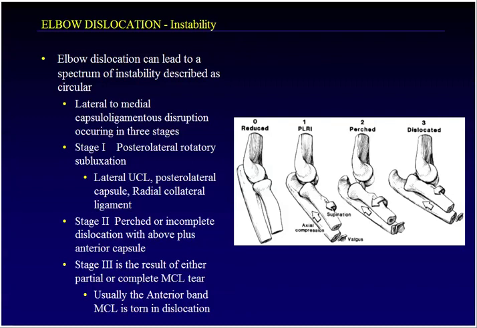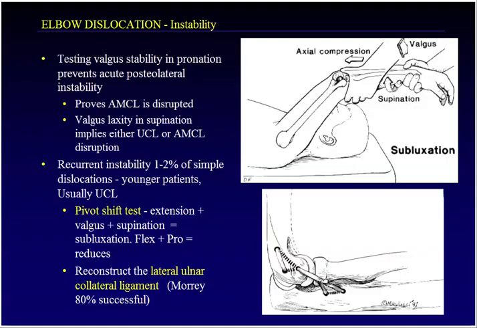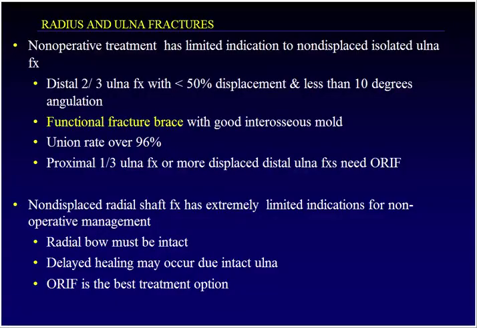Now, how can you test for valgus instability? And these are the patients where you would suspect posterolateral rotatory instability. You can do this pivot shift test, if you will, by applying extension, valgus, and supination forces. If you get subluxation, then that's evidence of a positive pivot shift test and posterolateral rotatory instability. You can reduce it by applying flexion and pronation, and usually surgical treatment is necessary for these to reconstruct the lateral ulnar collateral ligament. Mori results have reported 80% successful results in these patients with significant posterolateral rotatory instability secondary to damage to the lateral collateral ligament.